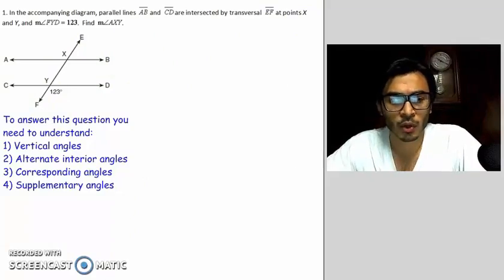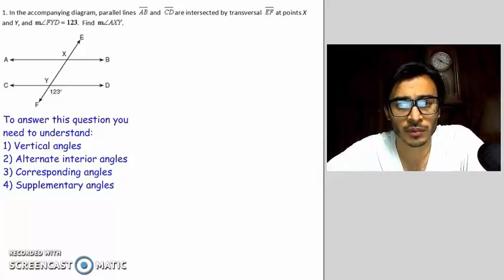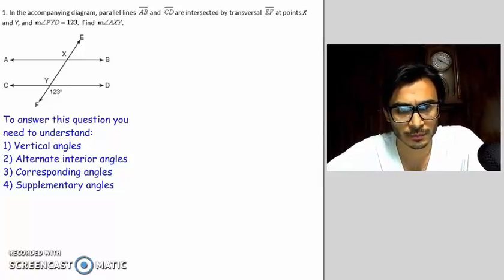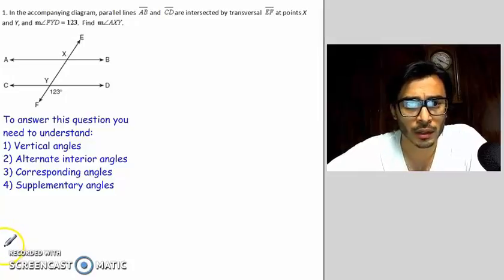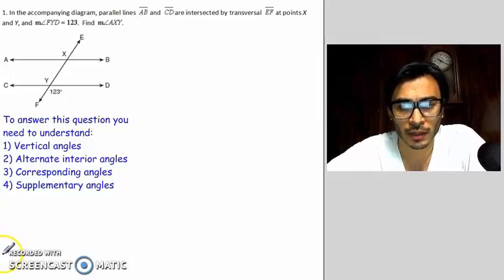Okay, so let's go over your test and see if we can learn from our mistakes. So number one, in the accompanying diagram, parallel lines AB and CD are intersected by transversal EF at points X and Y, and the measure of angle FYD equals 123 degrees. Find the measure of angle AXY.